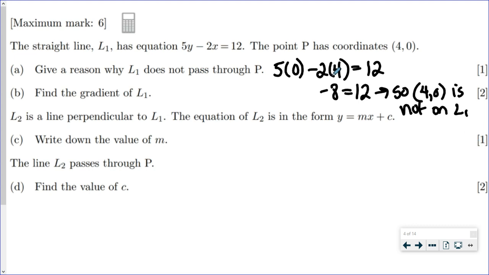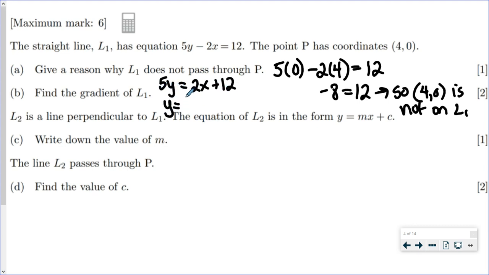That's called a contradiction when you get something that is a false statement. All right. Here, B, find the gradient of L1. I would simply manipulate this to get it in y equals mx plus c. So first I'd add 2x to both sides. So 5y equals 2x plus 12. Then divide everything by 5.